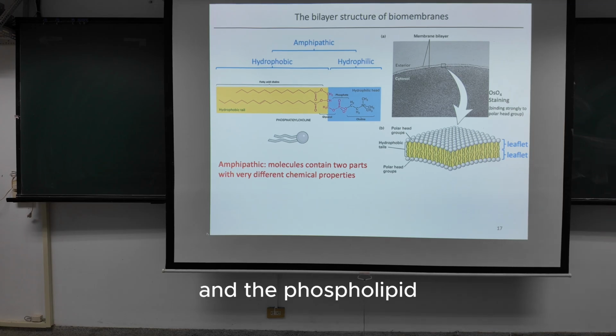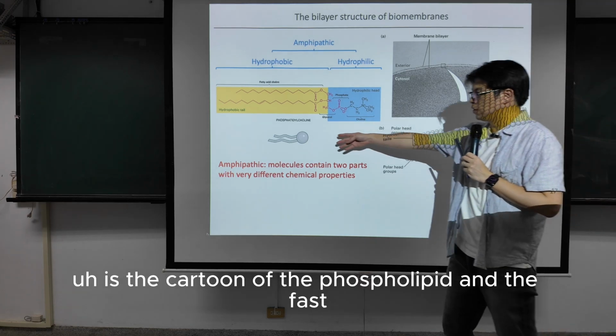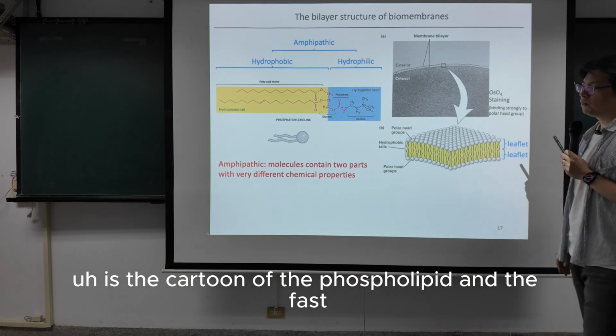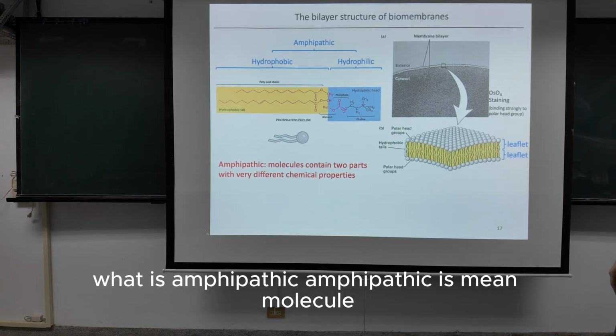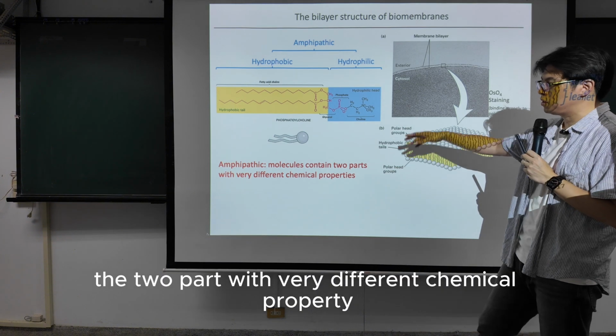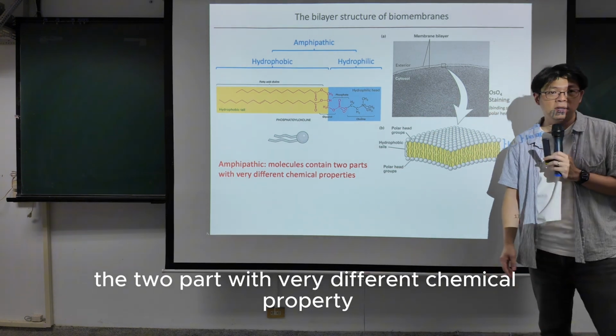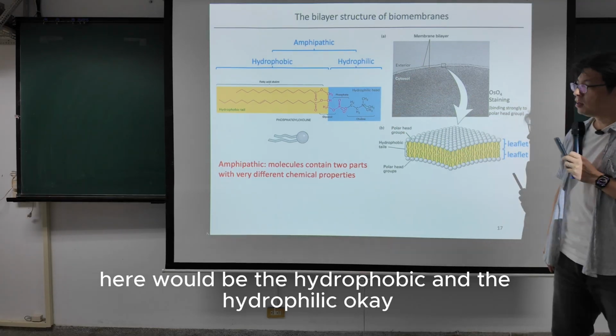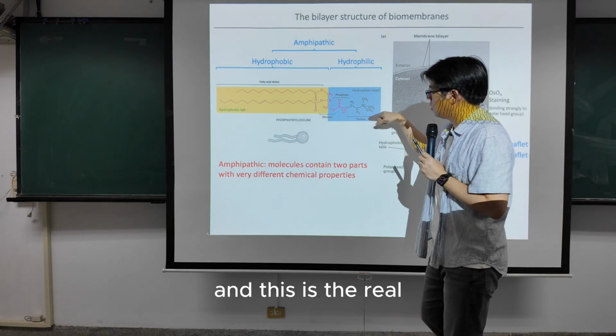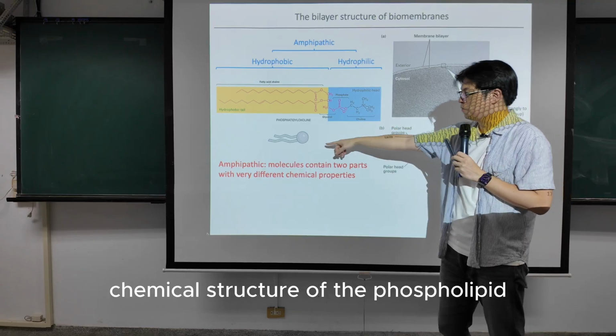And here is the cartoon of the phospholipid. We call the phospholipids amphipathic. What is amphipathic? Amphipathic means a molecule contains two parts with very different chemical properties, here the hydrophobic and the hydrophilic. So this is the cartoon and this is the real chemical structure of the phospholipid.